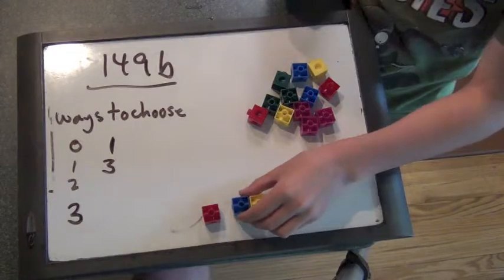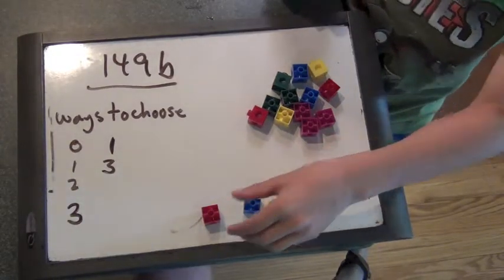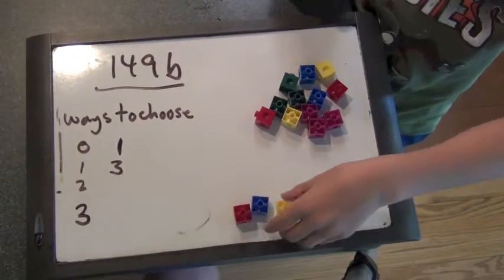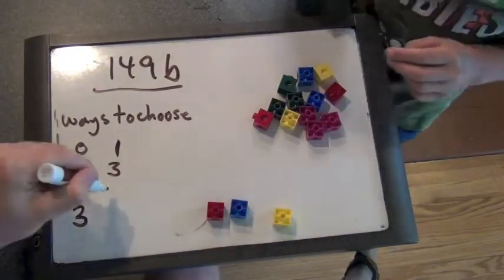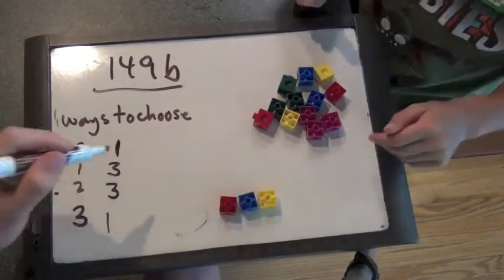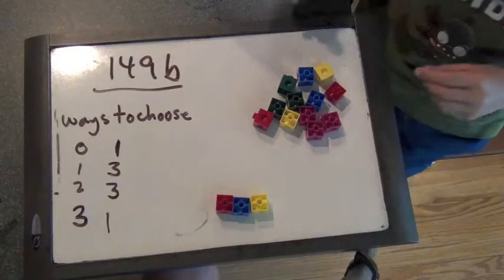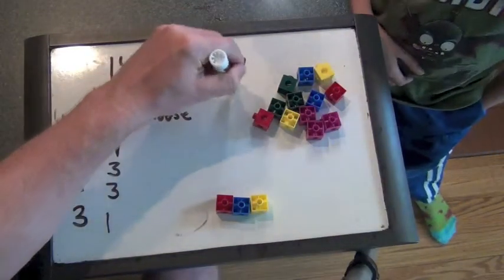Now how many ways are there to pick 2 of these? Well, we can pick blue and yellow, or you can pick yellow and red, or you can pick blue and red. Okay, so there's 3. Now how many ways are there to pick 3 of them? 1. This is starting to look like Pascal's triangle. We got 1, 2, 1 last time. Now we got 1, 3, 3, 1.